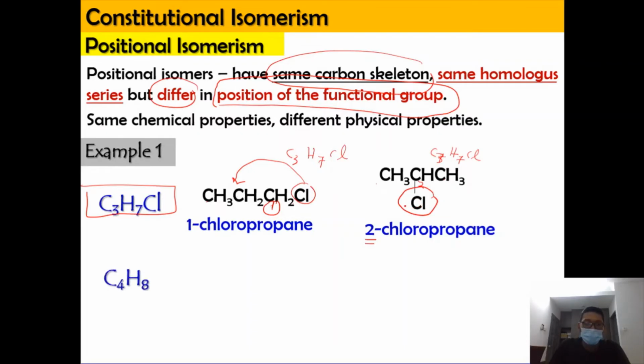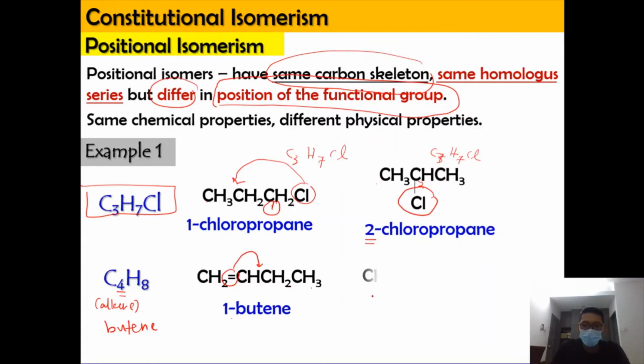Alright. Now we're going to do C4H8. So C4H8 basically refers to alkene. Specifically, carbon number 4 refers to butene. Okay, so we can draw butene to be CH2, CH, CH2, CH3, or we can make the double bond in the middle. So this is known as 1-butene, and this one is called 2-butene.